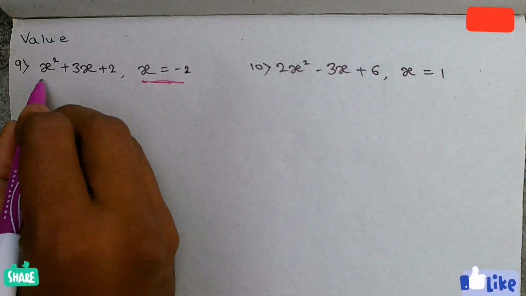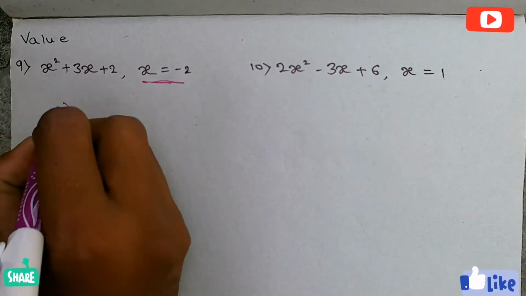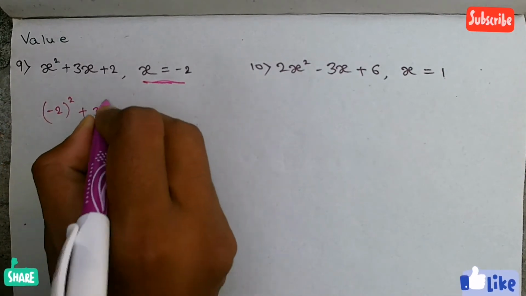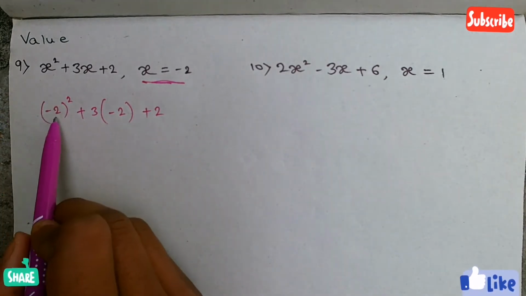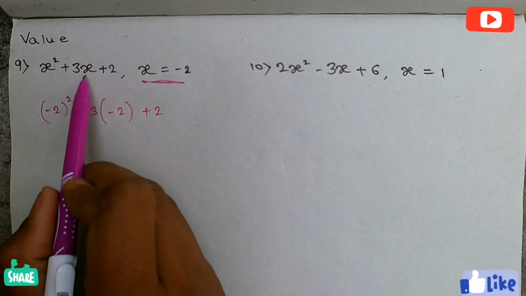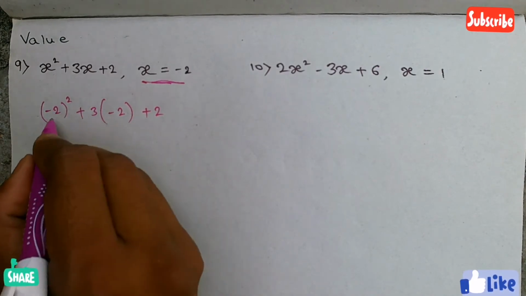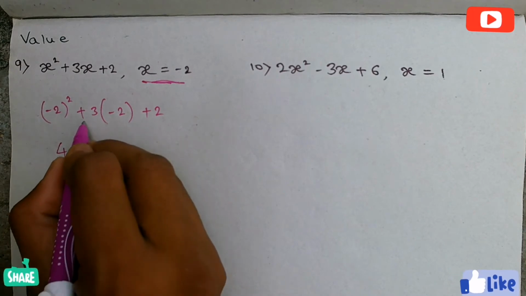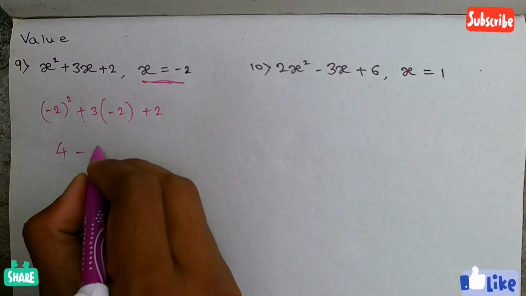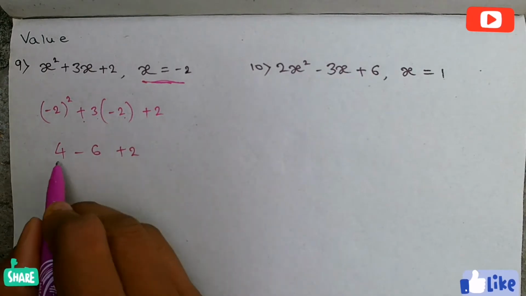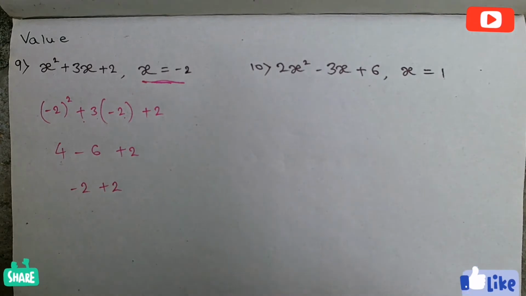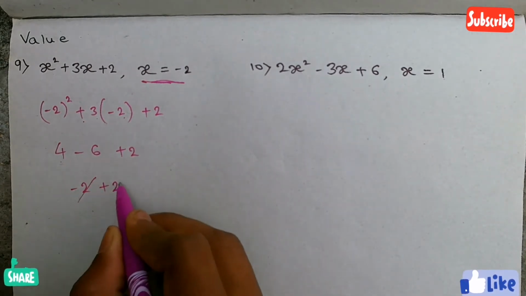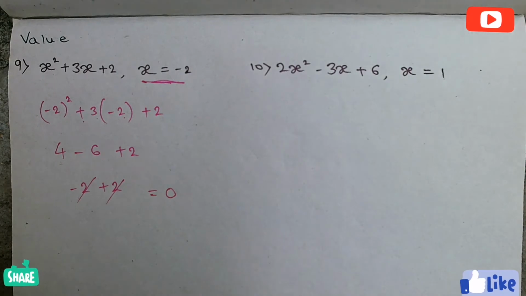So let us check. Here x is there, so I will substitute minus 2 whole square, plus 3 into minus 2, plus 2. In the place of x I am substituting minus 2; in 3 into x, again in the place of x I am substituting minus 2. So minus 2 whole square is 4, plus 3 into minus 2 is minus 6, plus 2. So 4 minus 6 minus 2 plus 2. Minus 2 and plus 2 will get cancelled, so we remain with 0. So the value of the given polynomial when x equals minus 2 is 0.